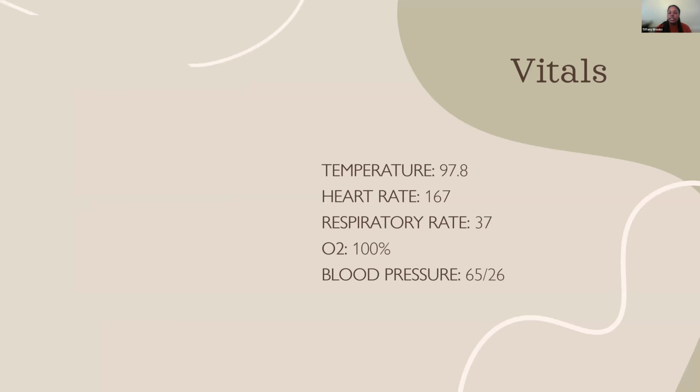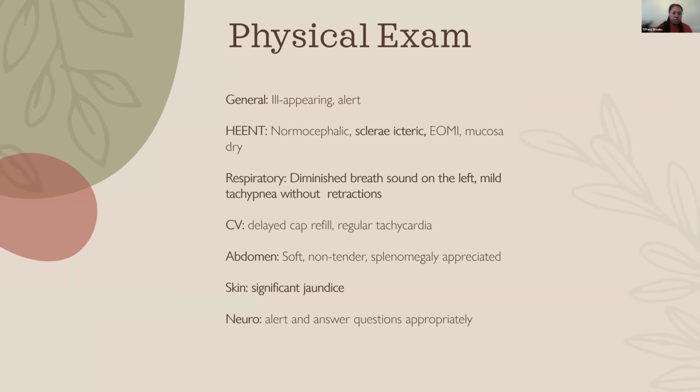So upon presentation, she was afebrile, temperature 97.8, heart rate was 167 with a respiratory rate of 37. She was tachypneic and sitting at 100%, but her blood pressure was soft at 65/26. On physical exam, she was alert, had scleral icterus, and had diminished breath sounds, predominantly on the left side, and was mildly tachypneic without retractions. She did have delayed cap refill.